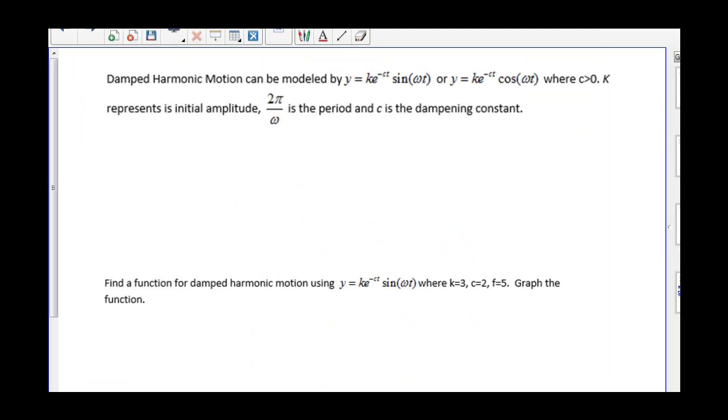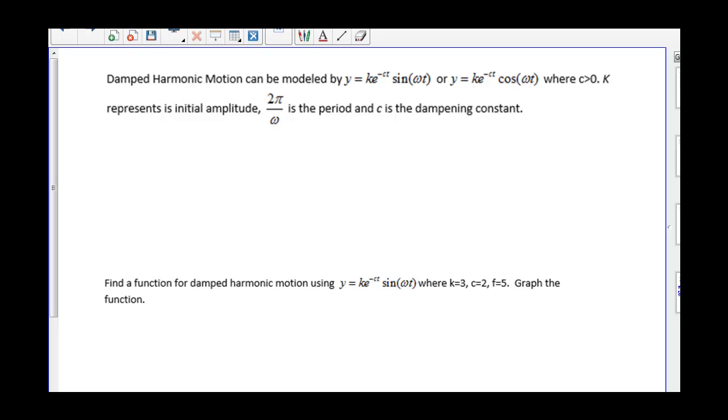Damped harmonic motion can be modeled by y equals k e to the negative ct of sine of omega t, or y equals k e to the negative ct cosine of omega t, where c is greater than 0. K represents the initial amplitude, 2 pi over omega is the period, and c is the dampening constant.